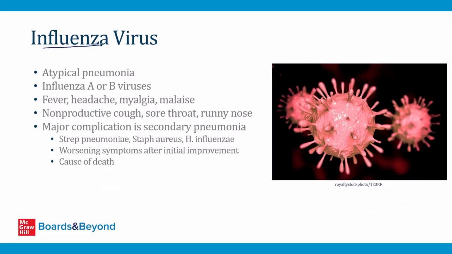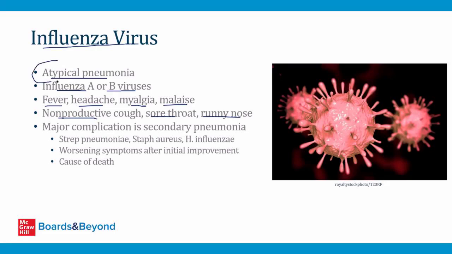Let's talk about the influenza virus. This also causes an atypical pneumonia, so typically a milder form of pneumonia with those interstitial infiltrates seen on chest x-ray. This can be caused by either the influenza A or B viruses, and it leads to, first of all, nonspecific symptoms of infection, things like fever, headache, myalgia, malaise. And then there usually is also evidence of respiratory tract infection, so patients will have a non-productive cough, they can have a sore throat, they can have a runny nose.